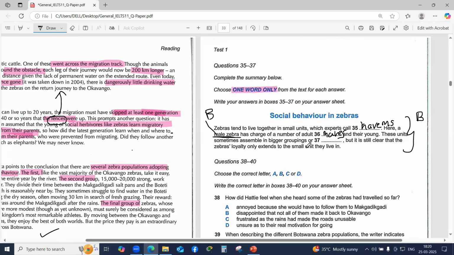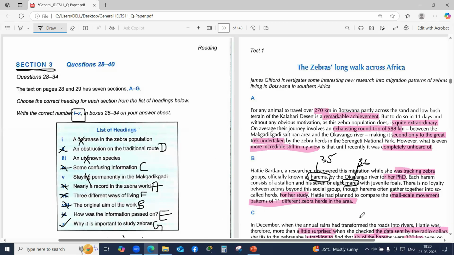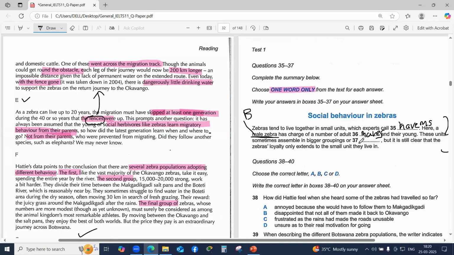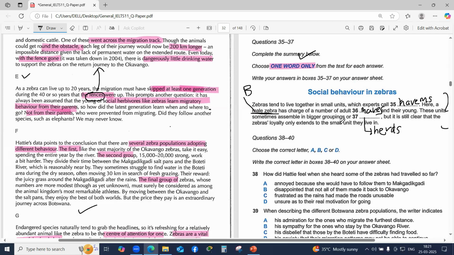These units sometimes assemble in bigger groupings or dash. Fill in the blanks will be in order, so it's arriving in the next line. There is no loyalty between zebra social groups, though harems often gather together into so-called herds. Bigger groupings and gathering are synonyms. Herds will be the answer for 37. Go back and just write your answer. Herds. Don't make a spelling mistake. One word answers only. All three are correct.